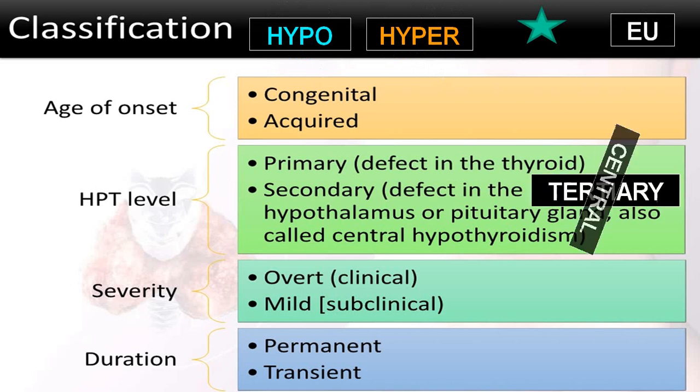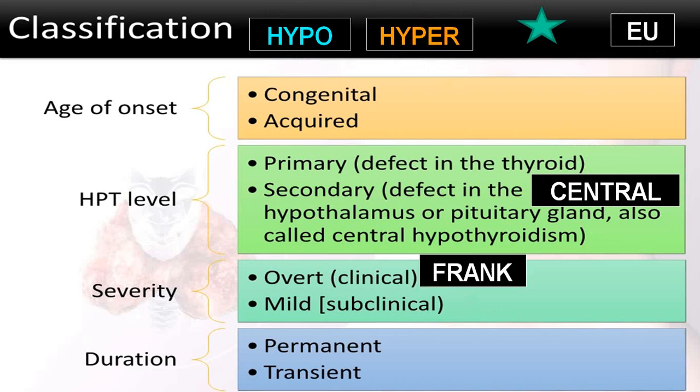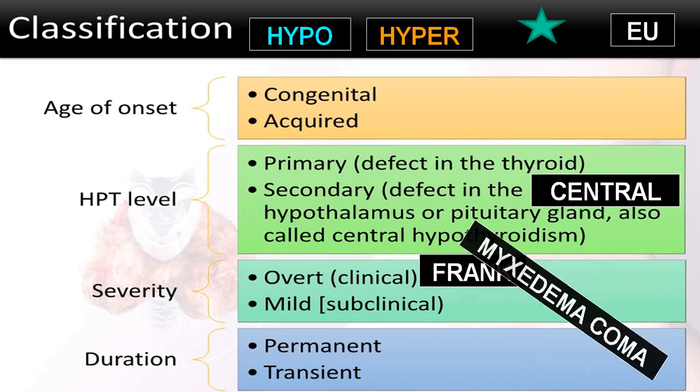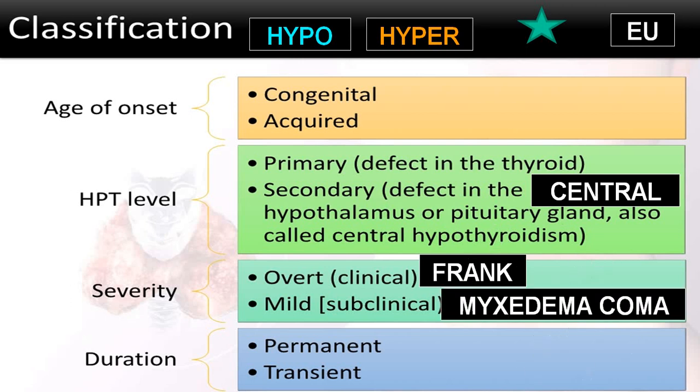Usually secondary we call as central causes. Overt is also called frank, and mild, or sometimes when you get a very severe variety, particularly in hypo, we call myxedema coma, and in hyper we call thyroid storm.